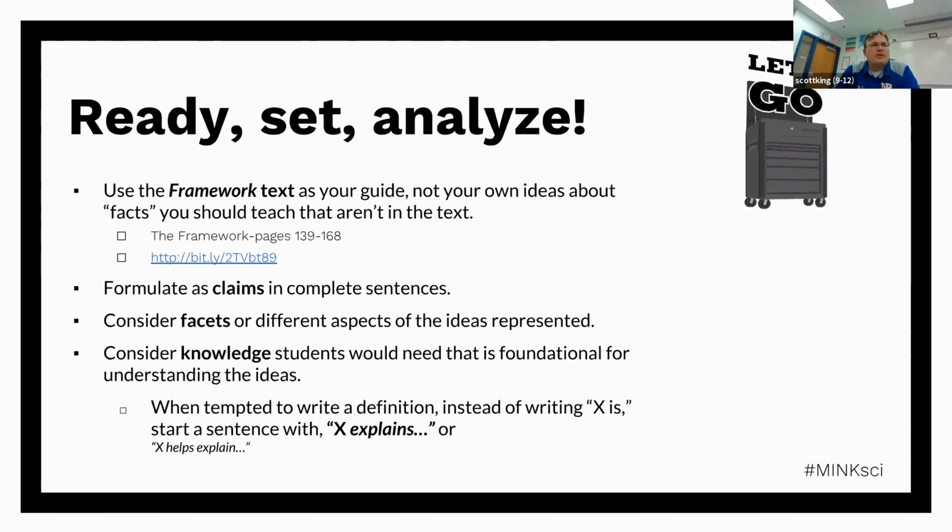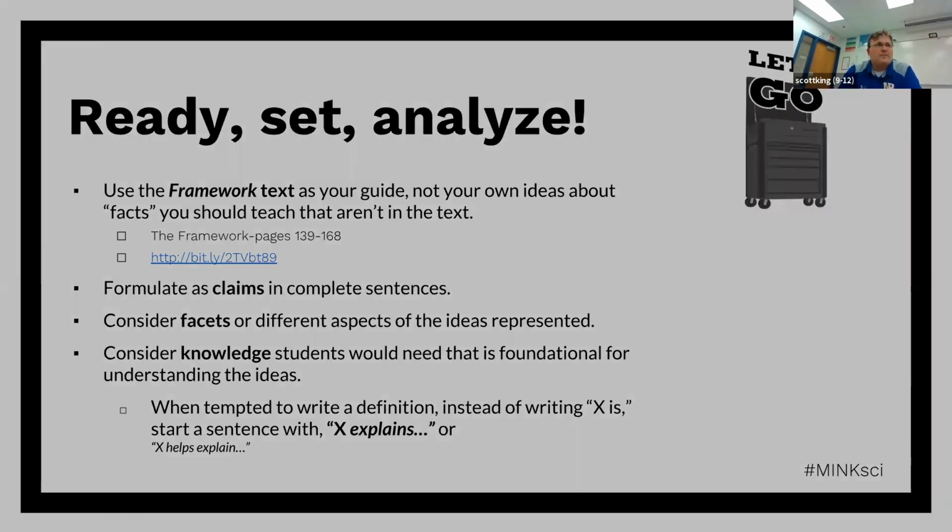And so here you can see the framework for the life science standard I picked, the pages for that, and the bit.ly link there actually takes you just to that chapter in the framework itself. Or you can look in your own copy of the framework that you may have. After we look at the framework to guide our ideas, we're going to formulate some claims in complete sentences. What are things that students need to know from that framework? Those are the facets in there, the different ideas. We need to consider the background knowledge. And then we're going to write a student explanation that's in full sentences that explains things. So let's go through these steps.